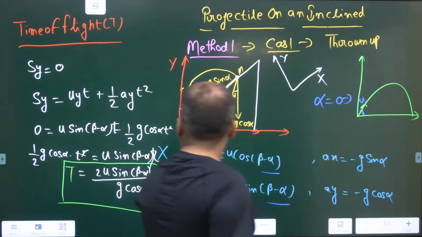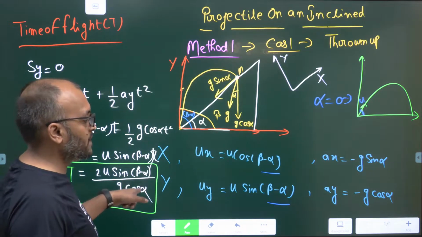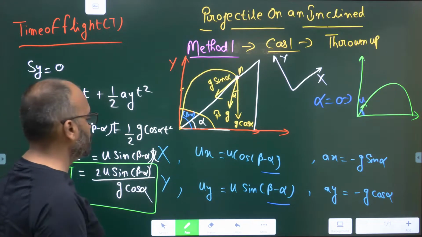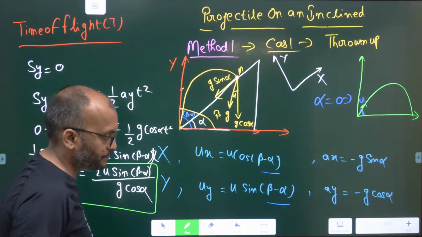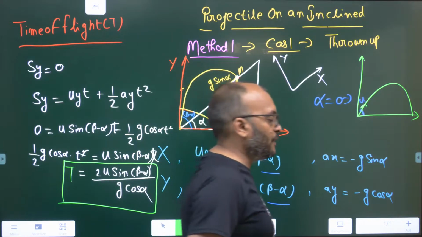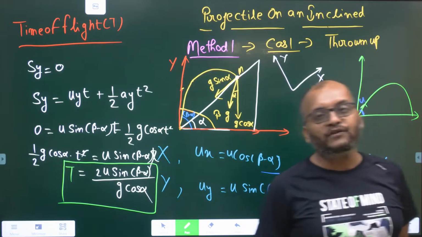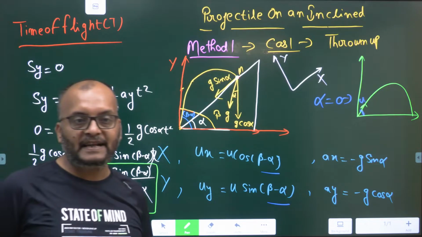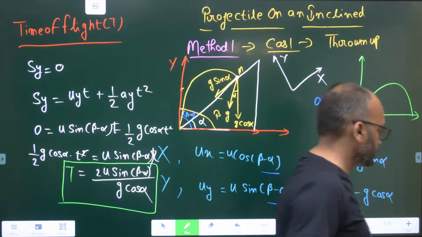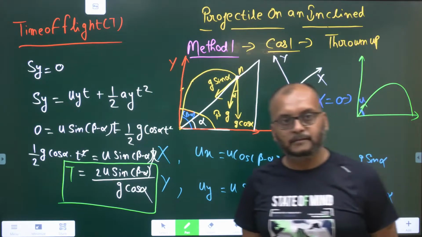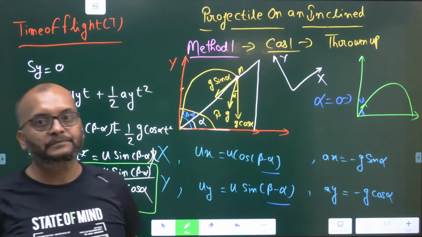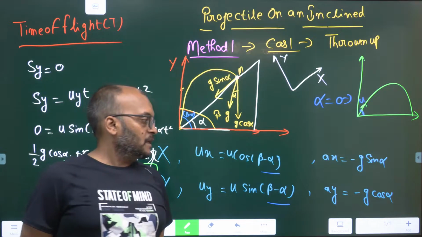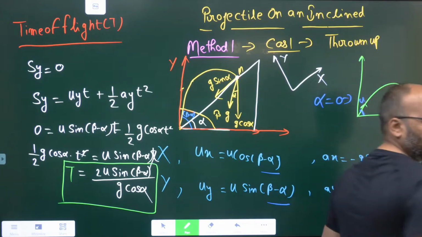Now please substitute alpha equals 0 in this equation of time of flight and tell me what the answer is. Substitute alpha equals 0 in the equation of time of flight, and tell me what's the answer. Two u sine beta by g. Everyone, what is the answer?